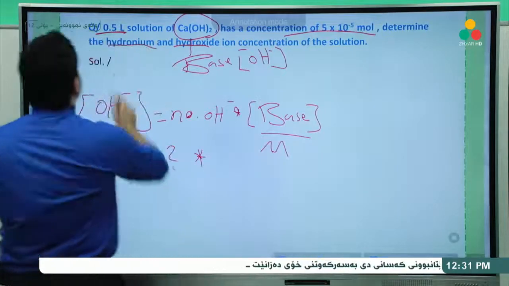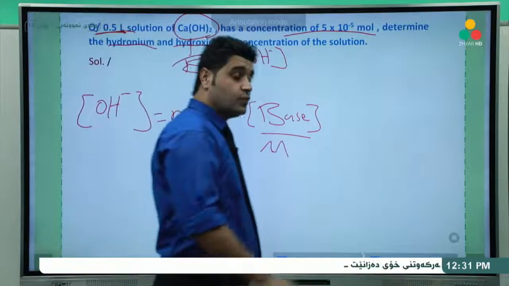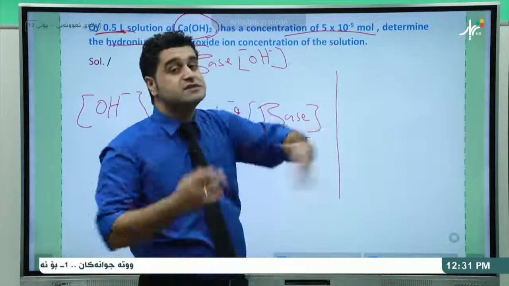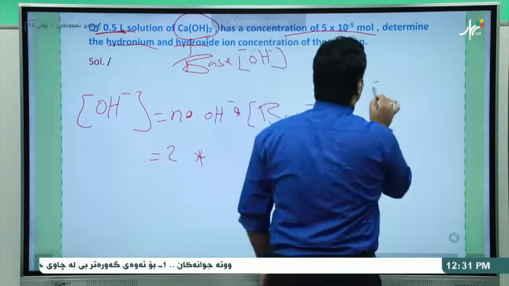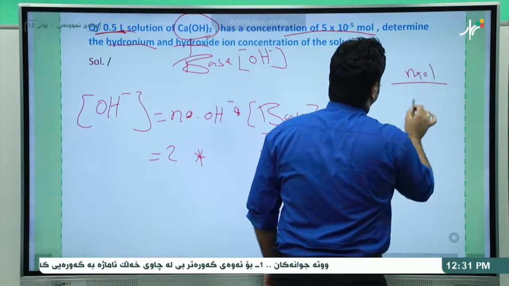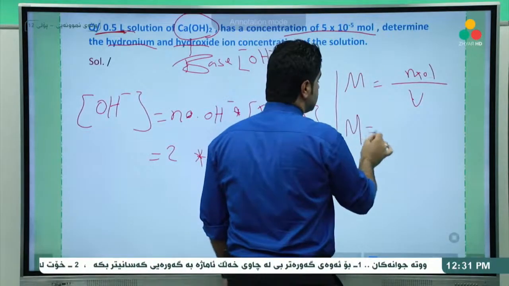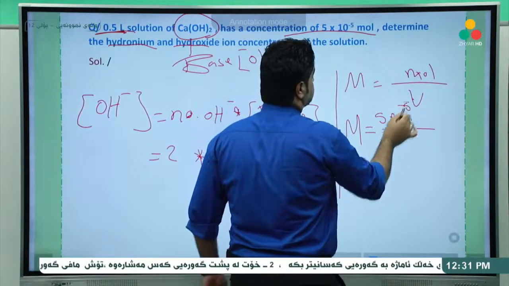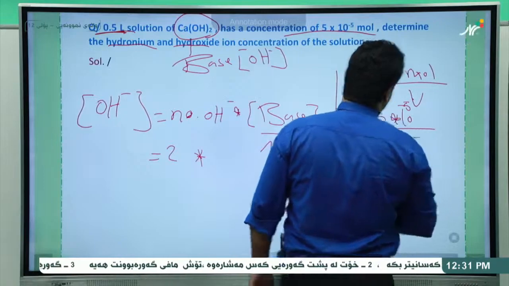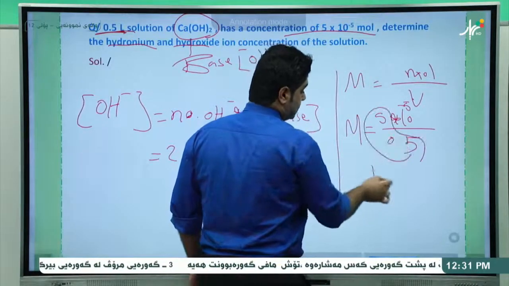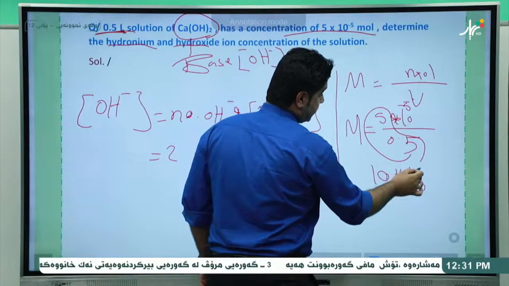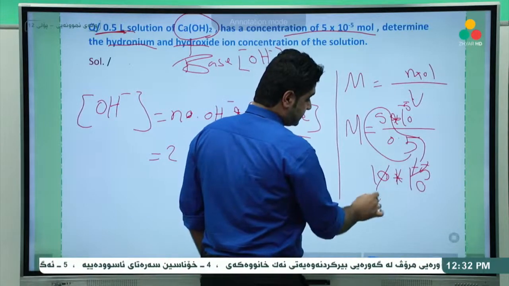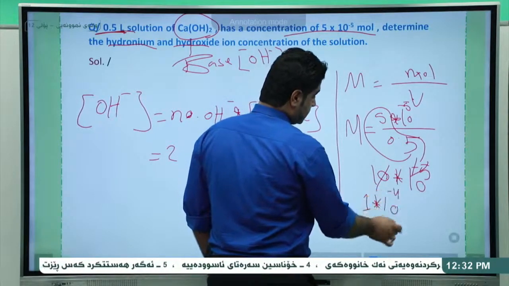But we don't have molarity. We have the number of liters and number of moles. Well, it's very easy. Let's prepare the molarity. We should turn these two pieces of information into molarity. Look, molarity is equal to mole per volume. So molarity is equal to 5 times 10 to the negative 5 divided by 0.5. Well, it will be 10. It's equal to 10 times 10 to the negative 5. So it will be 1 times 10 to the negative 4 molar.